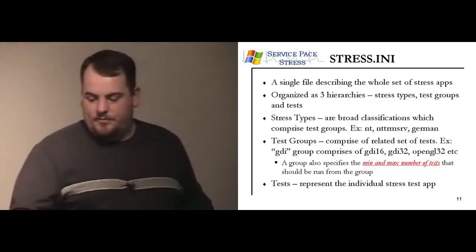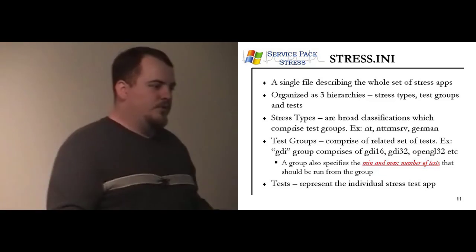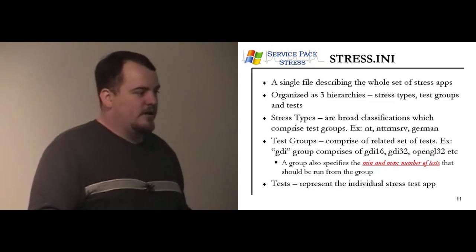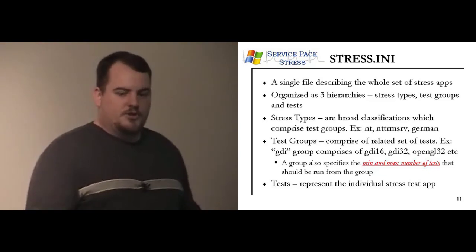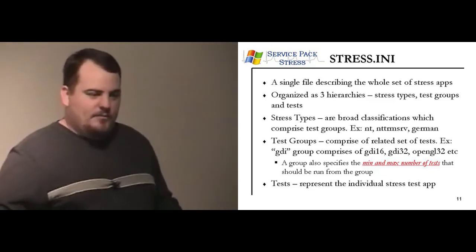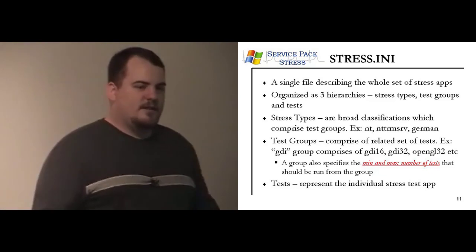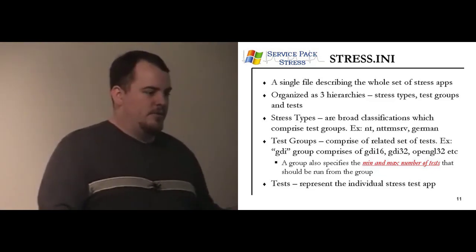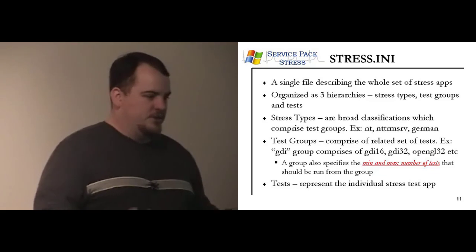There's some other, German, for example. When you start stress and we detect your machine is running German, since we test English and German here, we're going to change your group to German. The group is exactly the same as NT, the actual tests inside of that group, but it lets us know from the stress side that you're running on a German machine rather than an English machine, so we can separate the results.